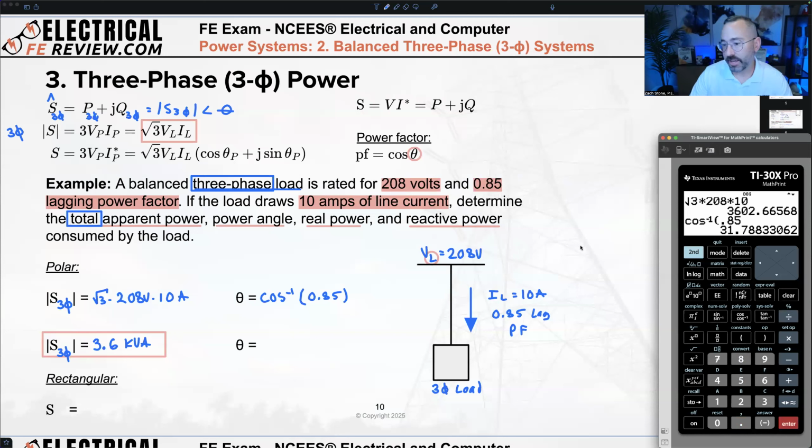So everyone's calculators say 31.788. I'm going to round that to the nearest whole degree. I'm just going to call that 32 degrees. That is the power angle.